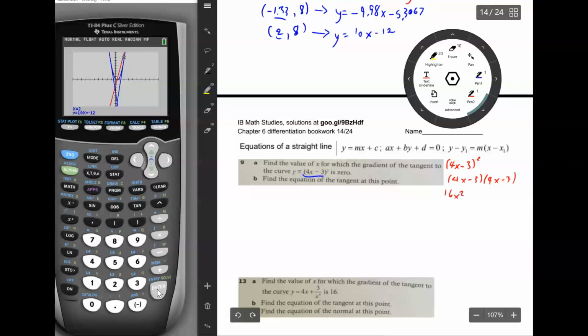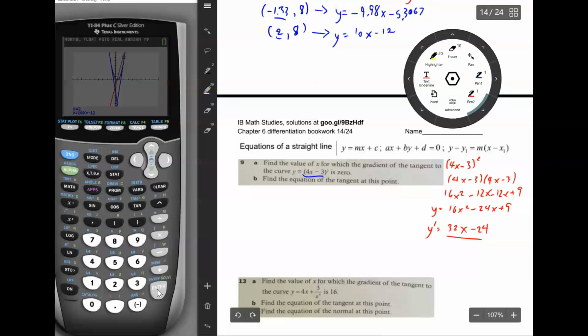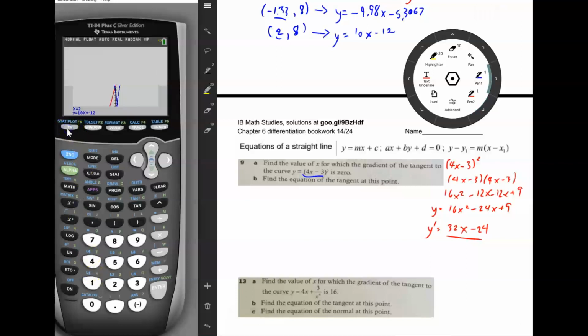16x squared minus 12x minus 12x plus 9. 16x squared minus 24x plus 9. That is my blue function. Sorry, I wrote it in red. Now I'm going to take the derivative. It's going to be 2 times 16, which is 32, x to the first, which is just x, minus 24, because the derivative of 24x is 24. Now I have my red function and my blue function, and I'm going to put those into the calculator. Okay, and I'll do that, and I'll be right back.